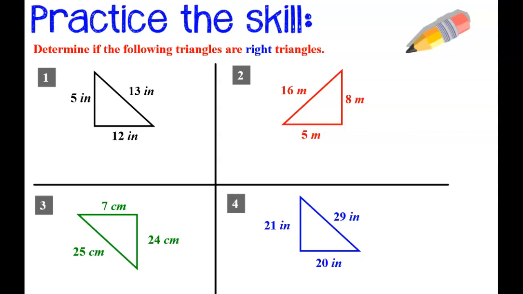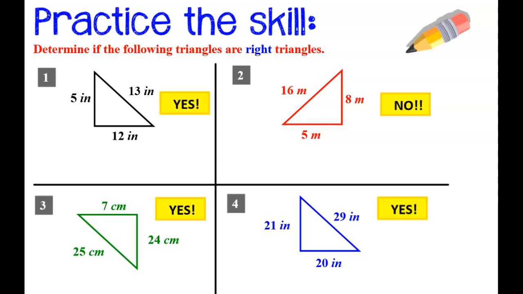All right, let's take a look and see how you did. 3 yeses, 1 no. All right, we're going to stop this video here, and in the next video, we'll learn how to use the Pythagorean theorem to find the missing sides of a triangle.